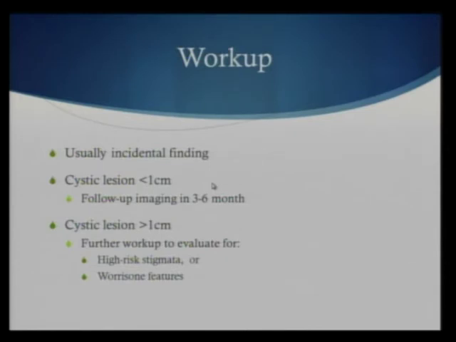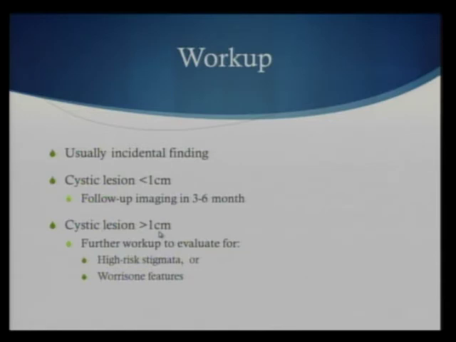So usually, most of these cystic neoplasms will be found as an incidental finding on imaging done for any other reason, be it trauma, be it anything else. And so what is the workup for these lesions before we even make the diagnosis? Any cystic lesion found incidentally on imaging, which is less than 1 centimeter in size, you can follow up with a CAT scan in 3 to 6 months to see if it grows in size.